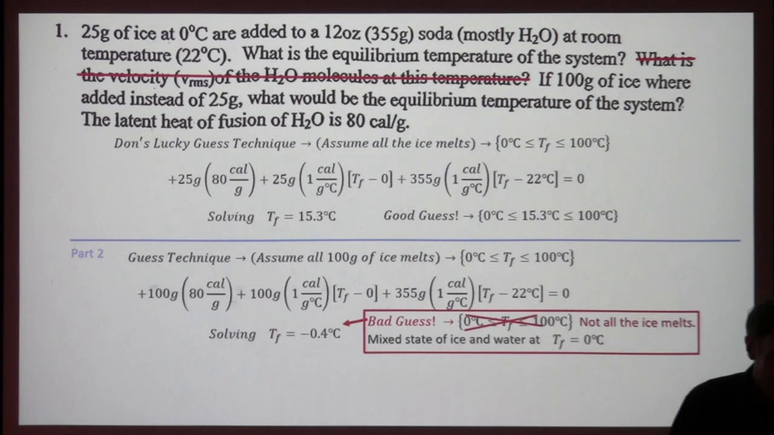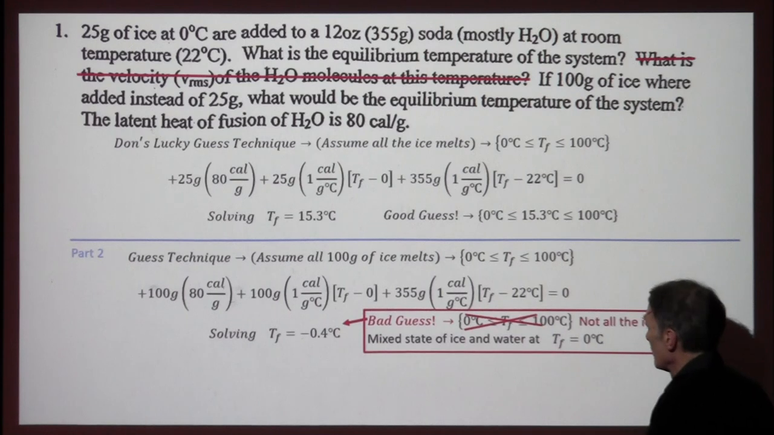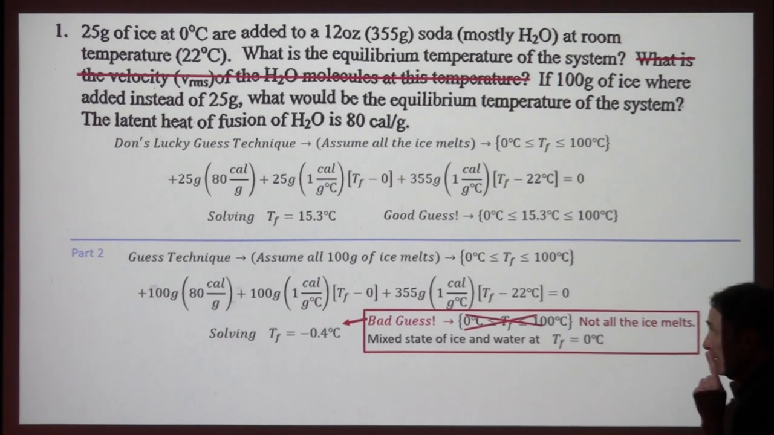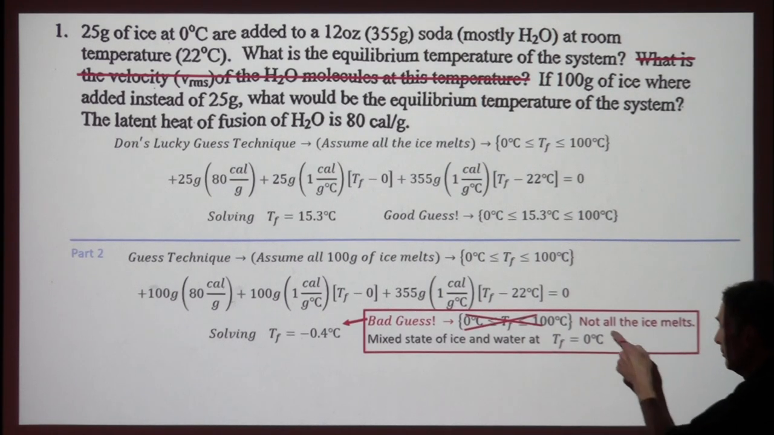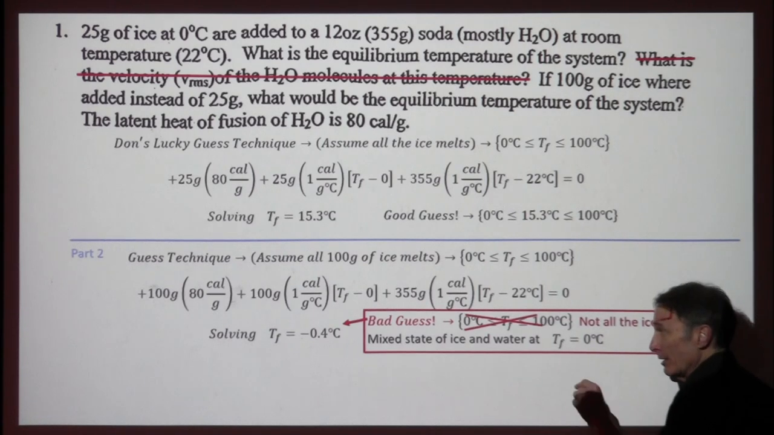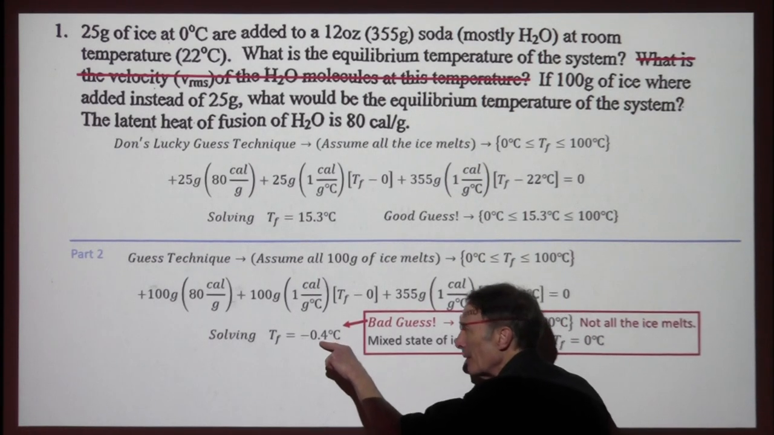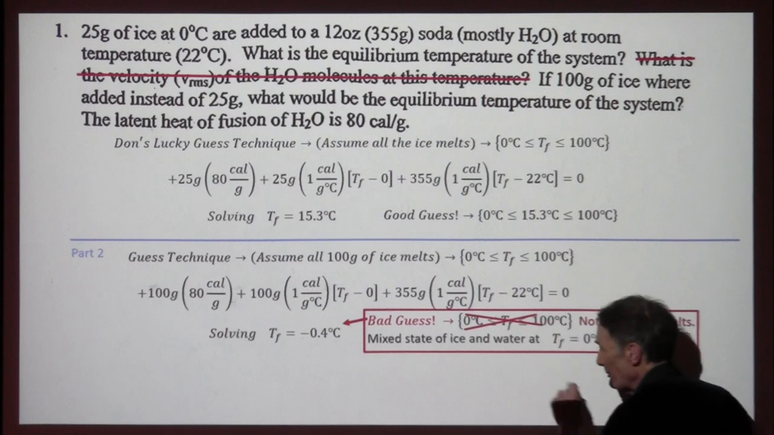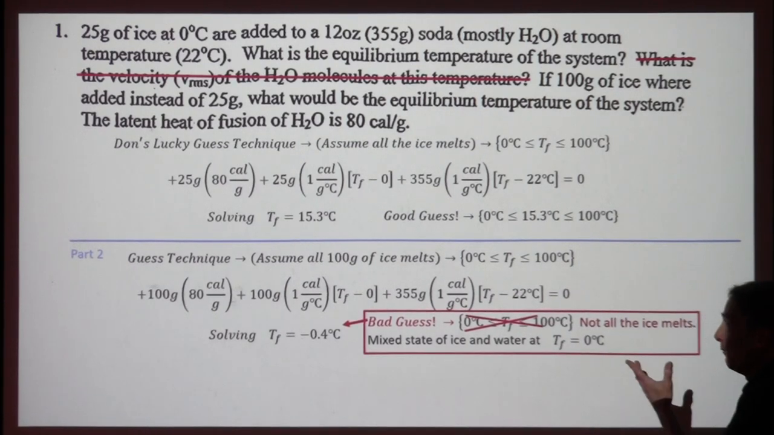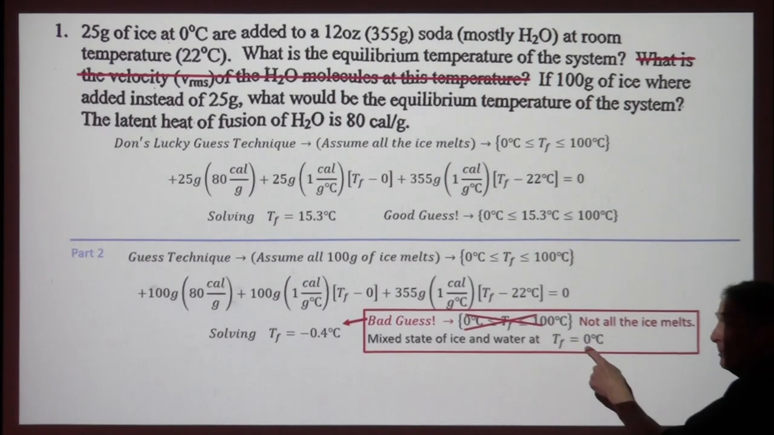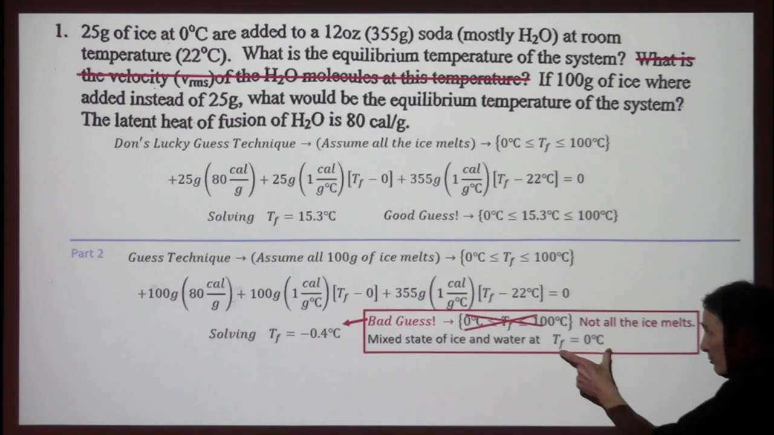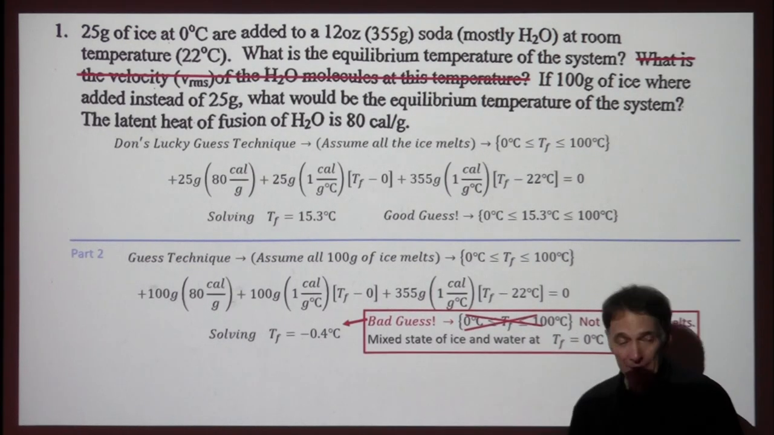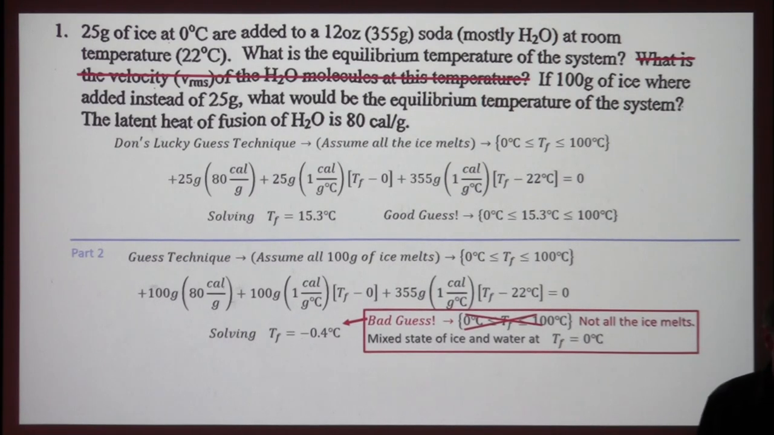So what about my guess? Yeah, it's a bad guess. It's not between 0 and 100. So now I conclude that I must not have melted all the ice. I don't want to conclude, oh, it's at minus 0.14. That would be a sucker answer. What is the final temperature? It's got to be zero. You've got a mixed state. And so this would be my conclusion: T final has got to be zero.